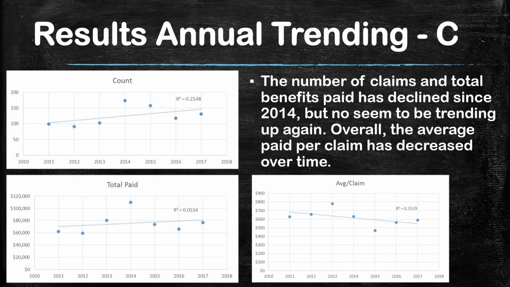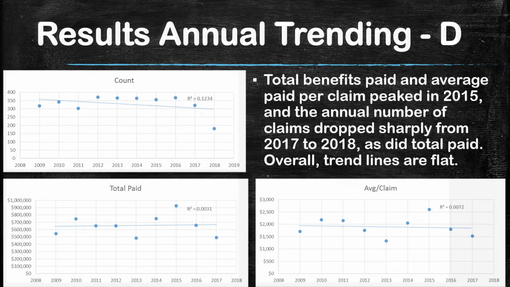Company C, this is sort of, we have a little of both. The count appears to be trending upward, although slightly. Same with the total paid, although again, slightly, because there seems to be a peak in 2014. The average cost per claim is going down, though, trending downward, which is interesting. That tends to be a symbol or a representation of success.